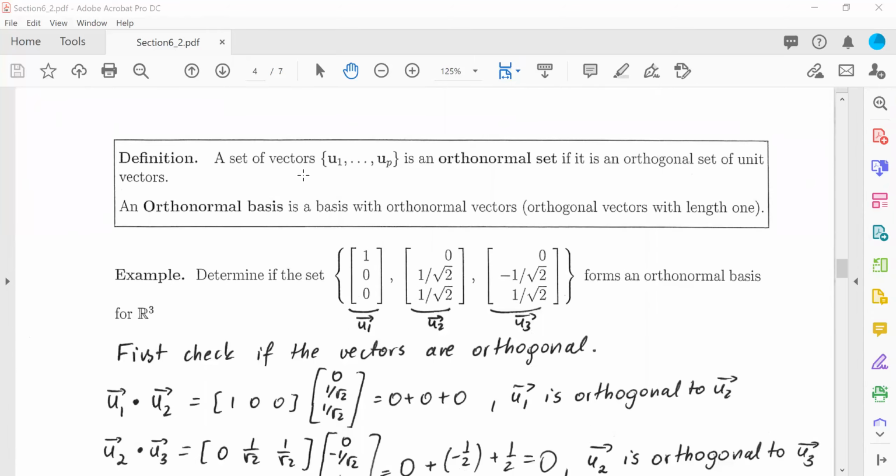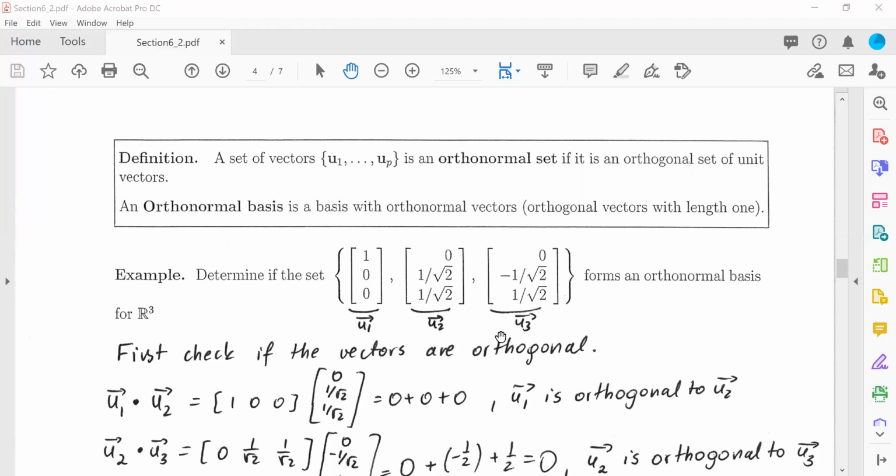All right, now we have the definition of orthonormal set, orthogonal and normal. So an orthonormal set is a set that is orthogonal with all lengths being unit vectors. So the length of each vector is 1. Orthonormal means an orthogonal set, but also each vector has length 1. Norm is 1. Length is called norm. So the norm is 1. That's why the name is orthonormal. An orthonormal basis is a basis with orthonormal vectors, orthogonal vectors with length 1.